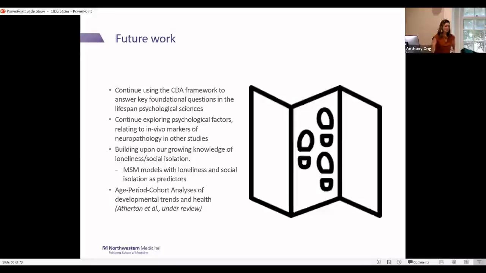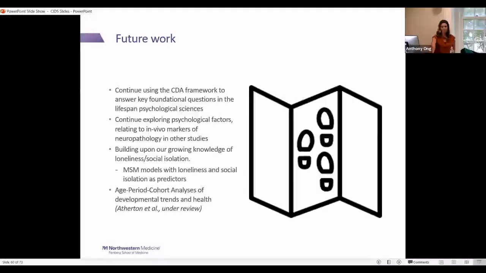So in the future, we're continuing to do CDA work to answer these key foundational questions. We're going to keep looking at psychological factors and related to those in vivo biomarkers of Alzheimer's and of neuropathology to see if we can replicate these before we have to wait for people to die, essentially. And then build our growing knowledge of loneliness and social isolation using multi-state models to see if loneliness and social isolation predict the transition from normal cognition into mild cognitive impairment, dementia, and into death. And it accounts for competing risk factors. They're very complicated models. We're doing it as a CDA.